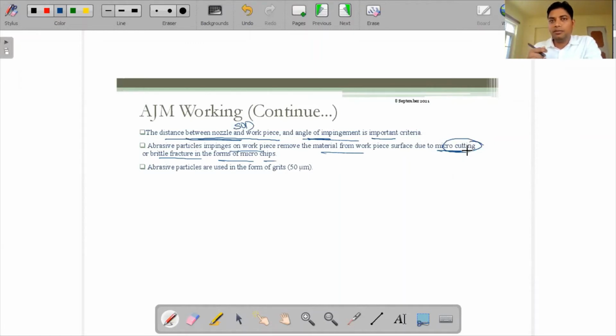Wear mechanism means the material is removed due to abrasion, so there is a wear mechanism. That is micro cutting, which we are using here.